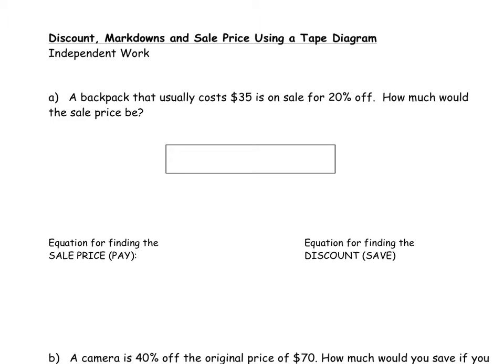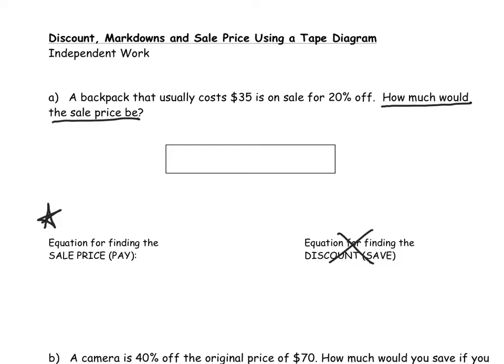A very nice job modeling the tape diagram. Again, this is a great tool that's going to help us. Here's the main thing that I need you to be concerned about today. Many questions ask us a specific thing. So, for instance, this question said, how much will the sale price be? And that means we only have to create this equation. We don't have to find the discount. You can if you want to, but some questions might ask you to find both, but other questions might ask you to just find one or the other.